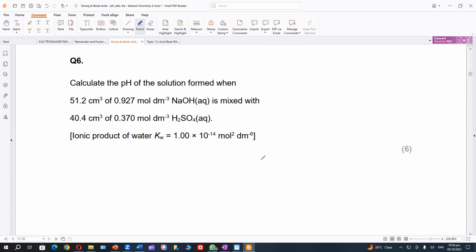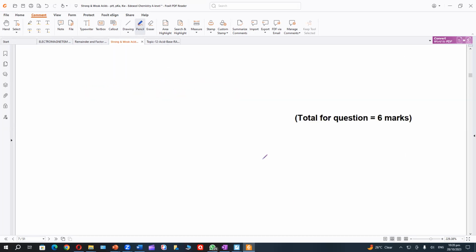Calculate the pH of the solution formed when this much mole per dm cubed is mixed with, we have not practiced this question yet. Yeah, we haven't practiced this yet.